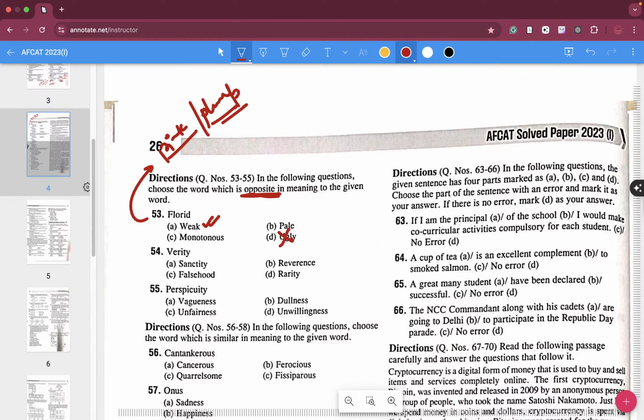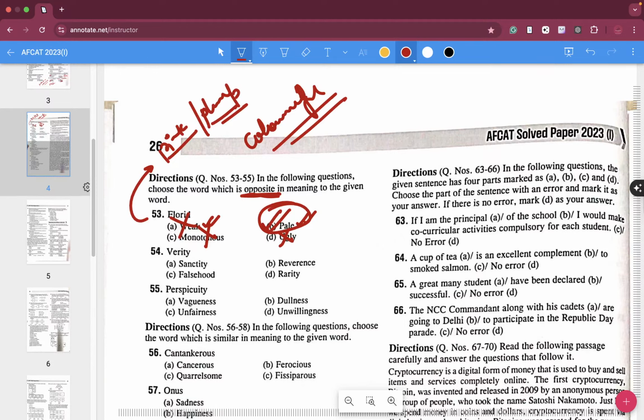It's not ugly. It's not monotonous, monotonous means boring. It is pale. Pale is the closer answer, and not weak. Florid need not mean strong, but it is very lively, very colorful. Florid, very colorful, something like floral.